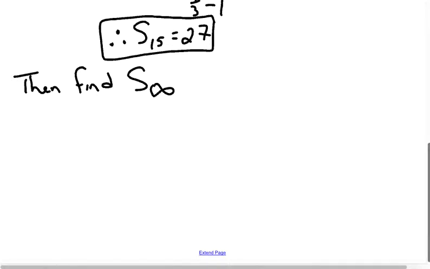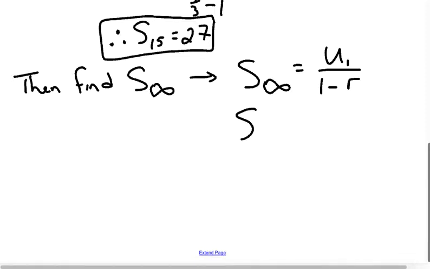The formula says this. The sum of the first infinity, in other words, if we kept going forever, is equal to the first over 1 minus r. So the sum to infinity is going to be 18 over 1 minus 1/3. That's 18 over 2/3.